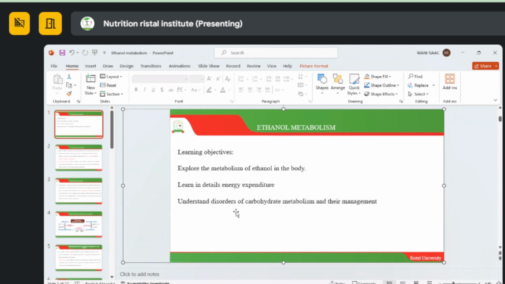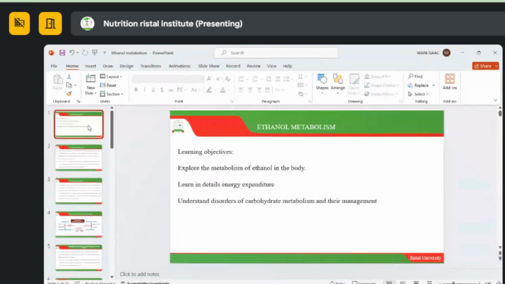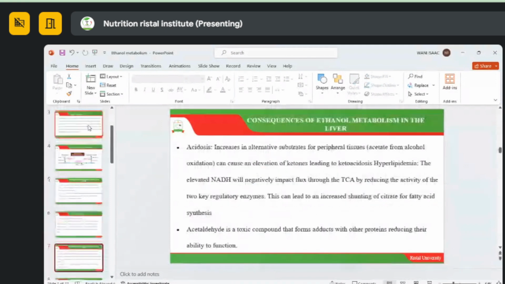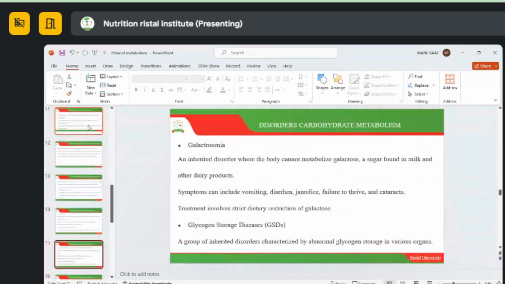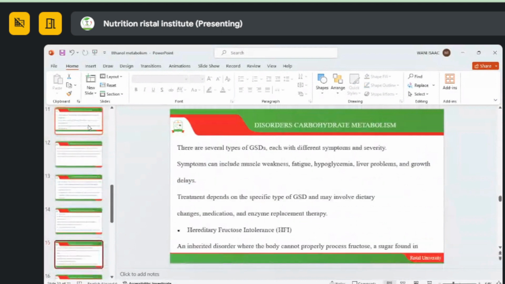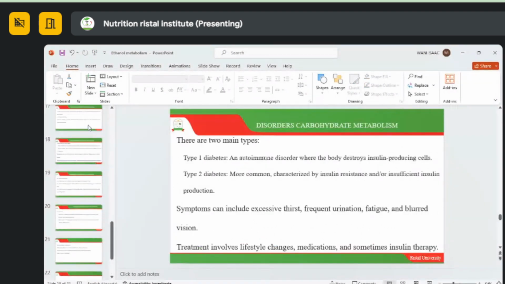Today our lecture is basically about ethanol metabolism. Later on, we will discuss energy expenditure, and then we get to disorders of carbohydrate metabolism, and then we call it a lecture for today.